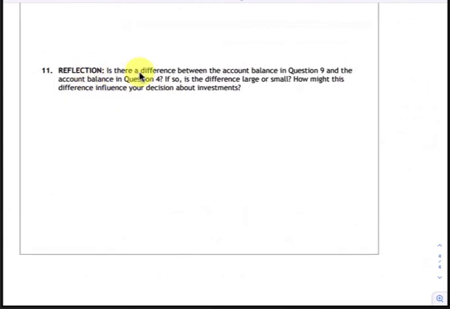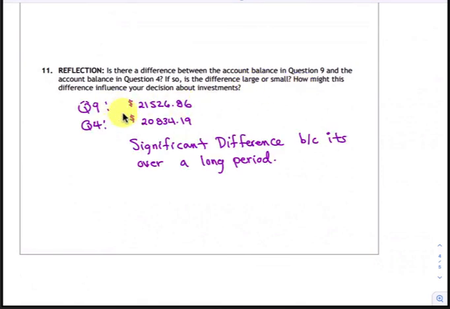And then question 11, is there a difference between the account balance in question 9 and the account balance in question 4? If so, is the difference large or small? Okay. Well, in question 9, the balance was $21,526. In question 4, the balance was $20,800. That's a significant difference to me. That's like almost $700 difference there. So that's significant, and that's because it's over a longer period of time. It's over a 50-year period as opposed to a shorter period of time.